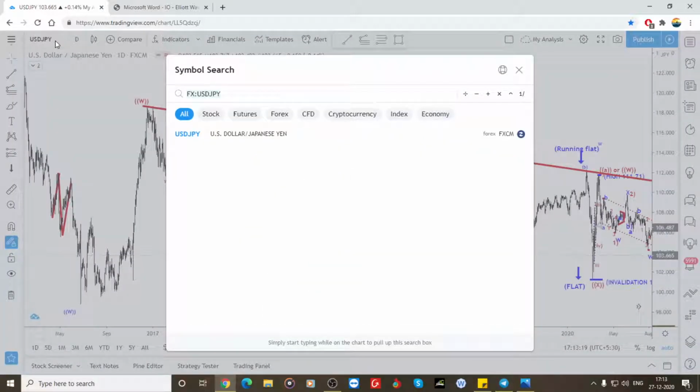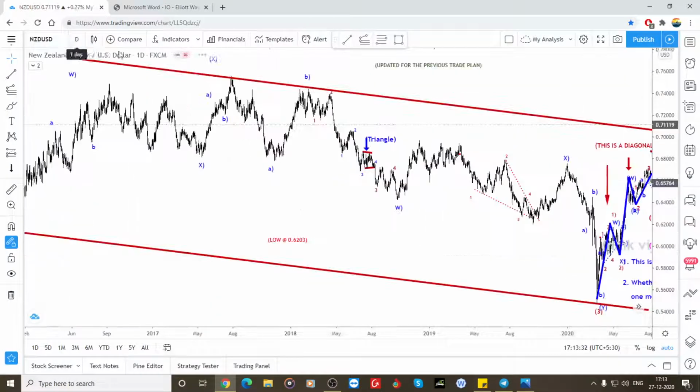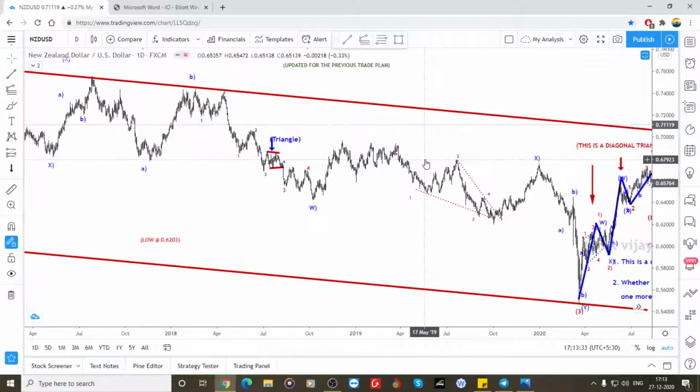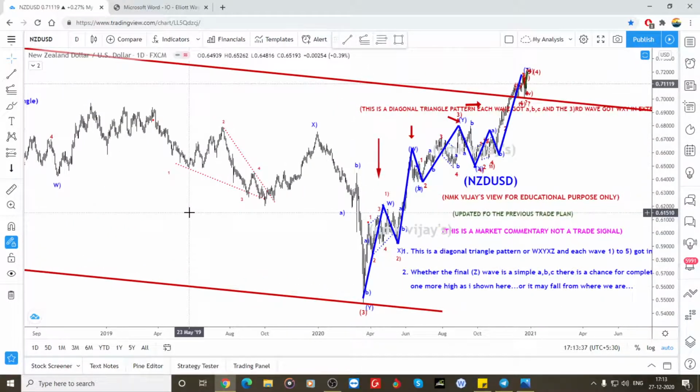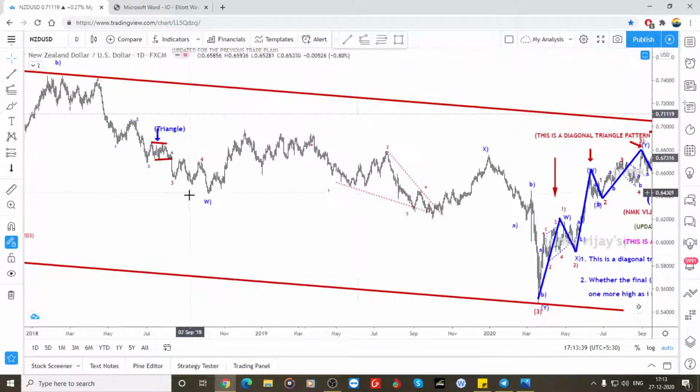So we will go through one more regular flat or irregular flat. We can find it in New Zealand USD. Just have a look. Yeah, here is also some interesting irregular flat. See, this is 1 2 3 4 5, and this is A, B, and C.